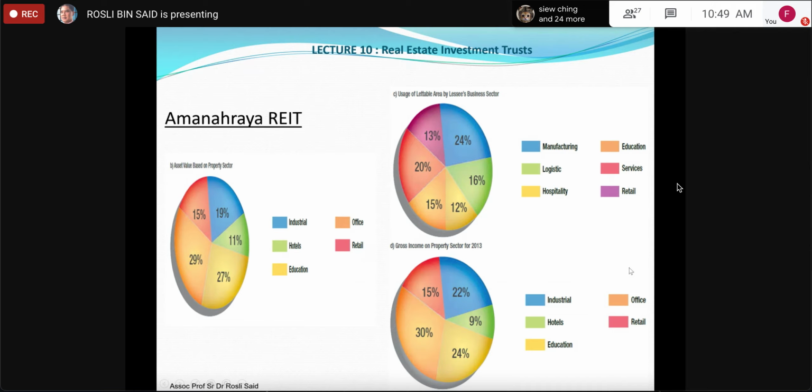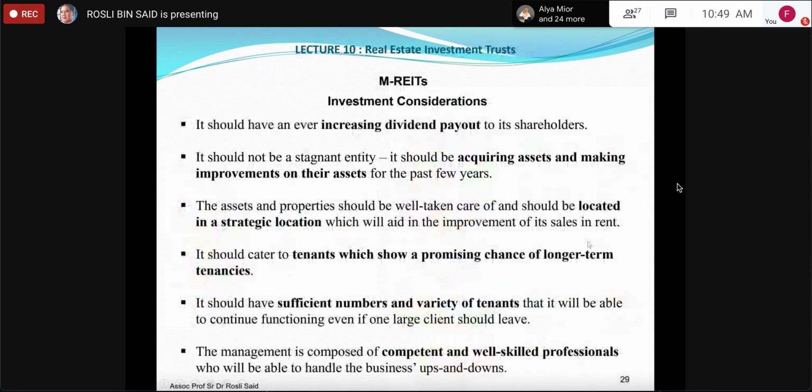And then gross income: the majority comes from offices and industrial. So basically, this is how the REIT companies in Malaysia diversify, just to mitigate the risk.